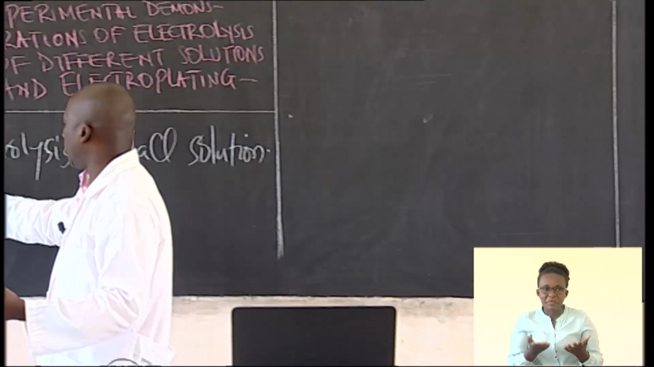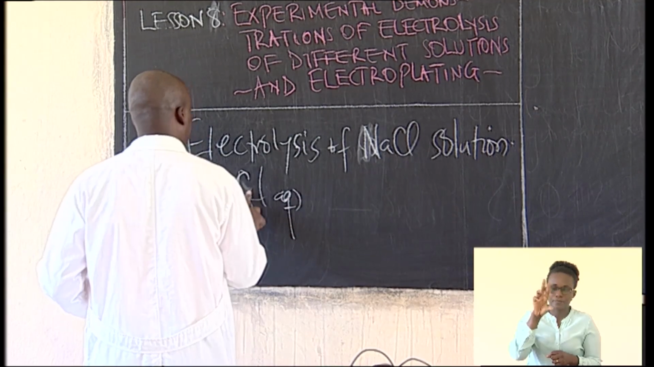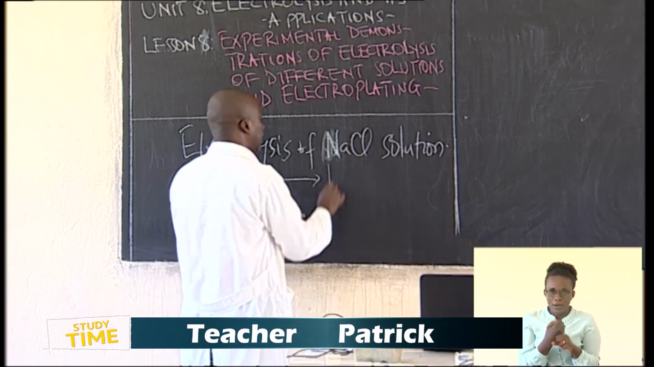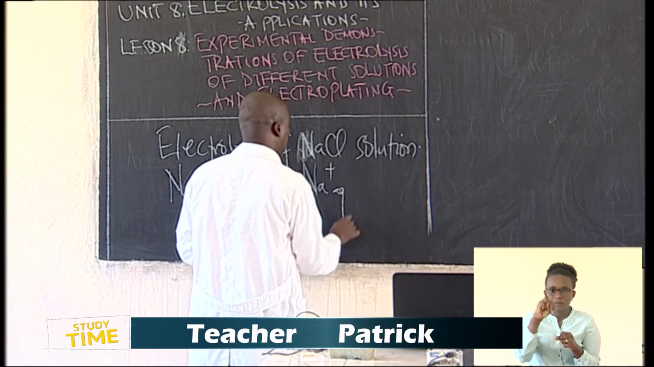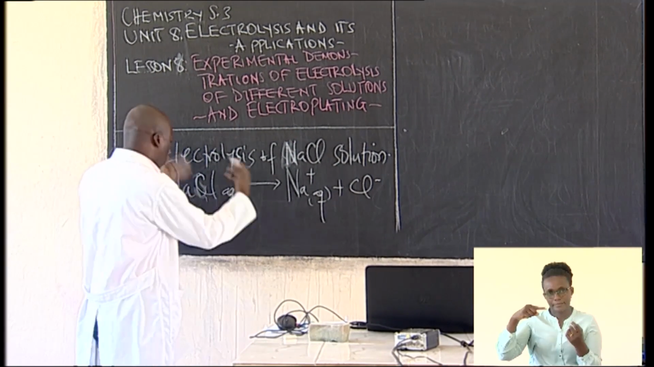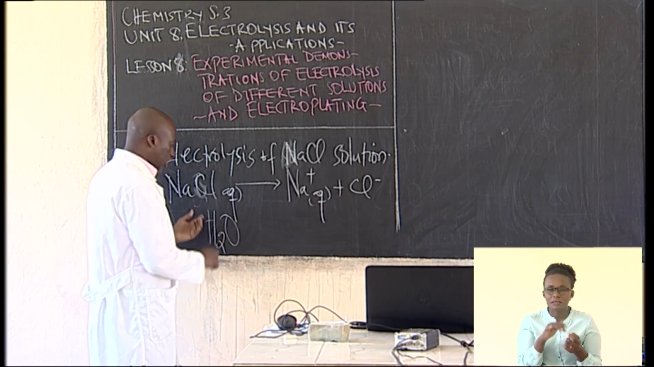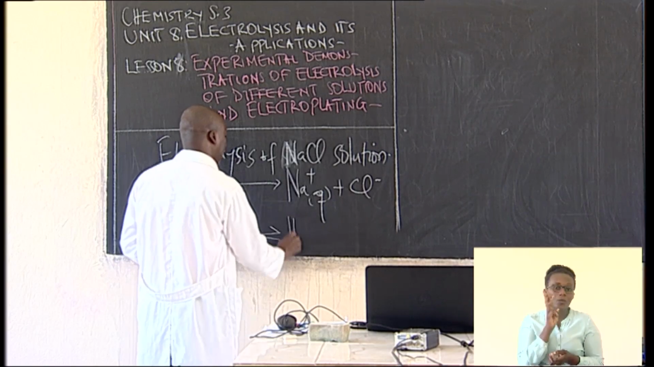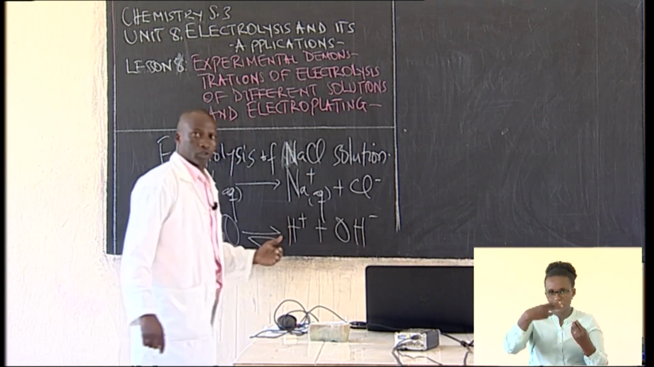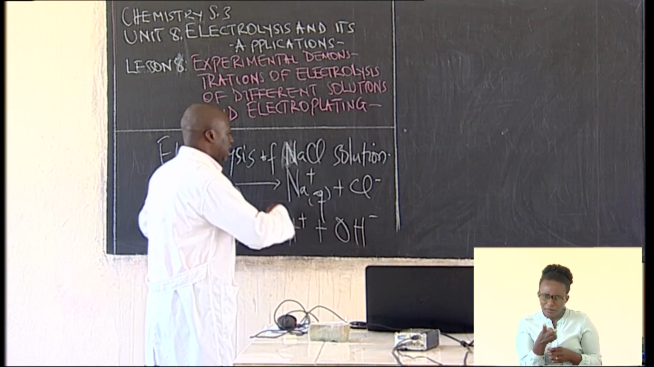So we have sodium chloride solution, which as an electrolyte will be producing ions. These are the ions present. And then you have water as well. This water also produces hydrogen ions and OH ions in the solution. So what is happening? We'll see that there is a gas produced.